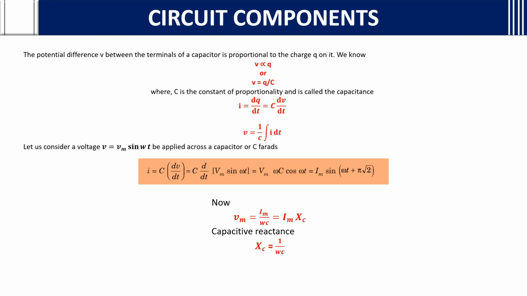So V equals 1 by C integral I dt. What happens is, when this derivative is moved to this side, then it becomes integration. So V will become equal to 1 by C integral I dt.